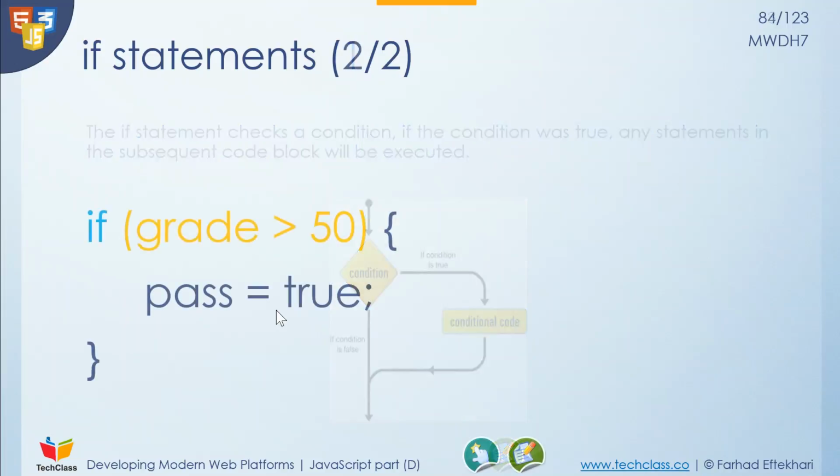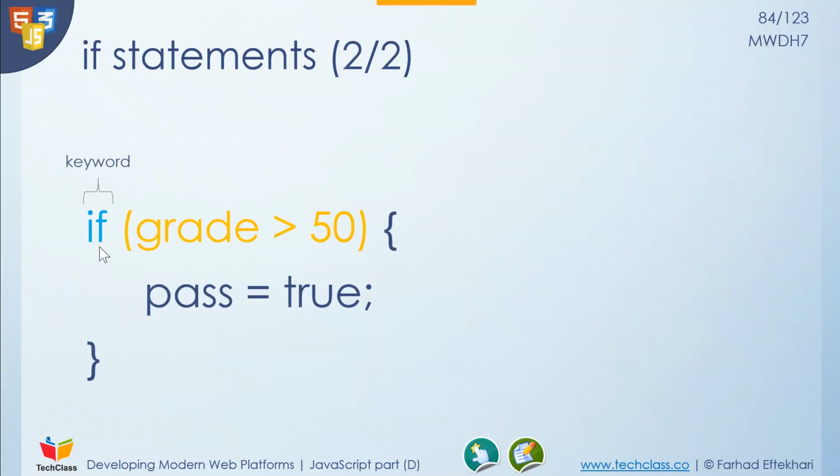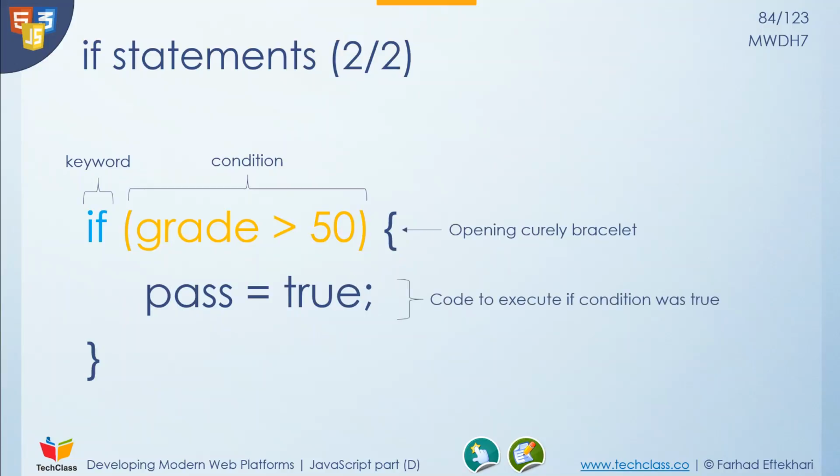Here is the way that you have to write an if statement. We have the if keyword here, and then we have the condition, which if checks to see whether it's true or not. Then if the condition is fine, this part of the code is going to be executed. So here we have the opening curly bracket, and here we have the closing curly bracket.